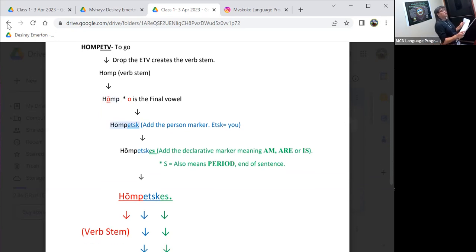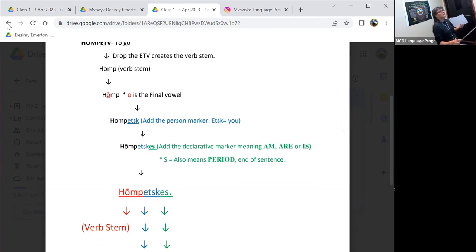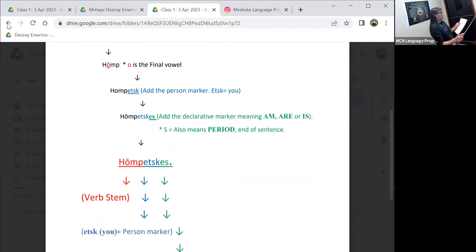Right here, since we're talking about it, you add the person marker, which was its. Hombitsk. And then the fourth rule is add the declarative marker, meaning am, are, is, and period. So hombitskis.